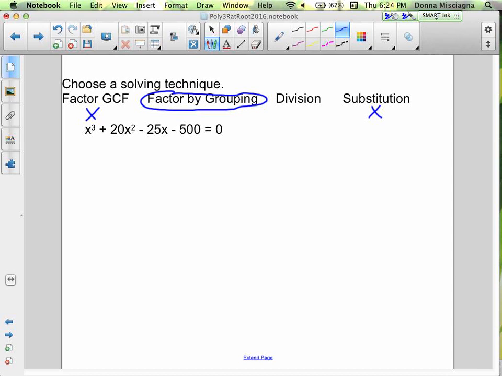You could use division and find your answer, but I think we can do it a little faster with factor by grouping, and it's worth a try. If we're wrong, we'll figure it out in 2 steps. All right, so x cubed plus 20x squared are a group, plus negative 25x minus 500 are a group.